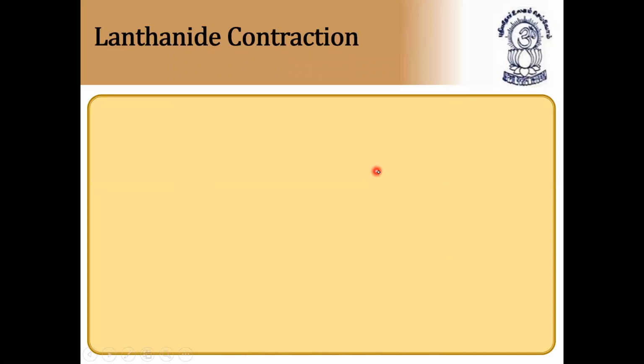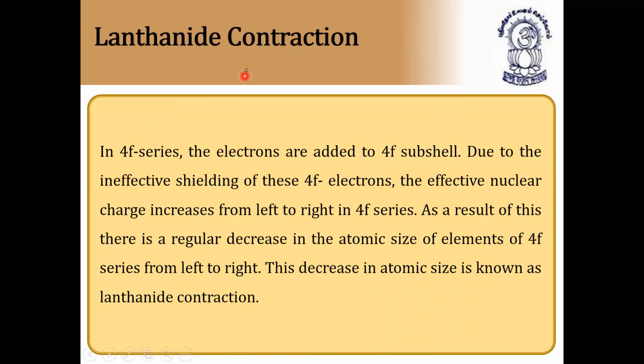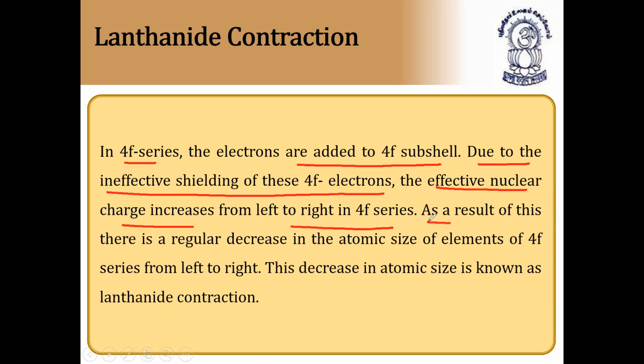Next continuation. Lanthanide contraction. What is lanthanide contraction? This is usually observed in the 4f series. In the 4f series, the electrons are added to the 4f subshell. Due to the ineffective shielding of these 4f electrons, the effective nuclear charge increases from left to right in the 4f series. As a result of this, there is a regular decrease in the atomic size of elements of the 4f series from left to right. This decrease in atomic size is known as lanthanide contraction.